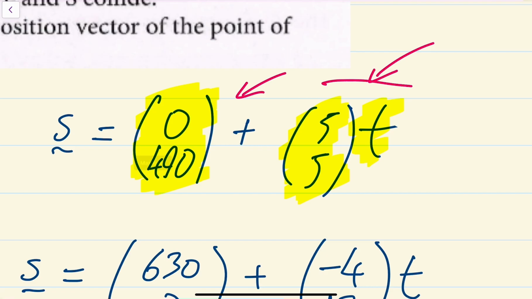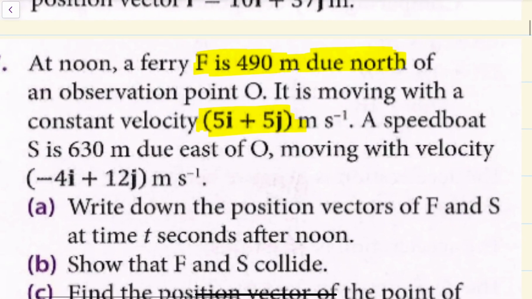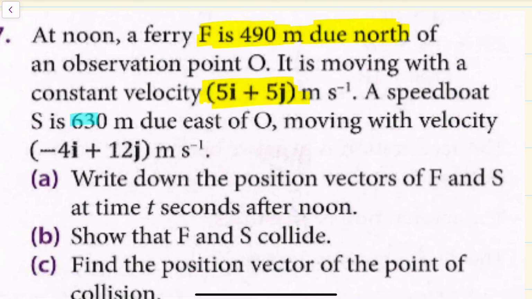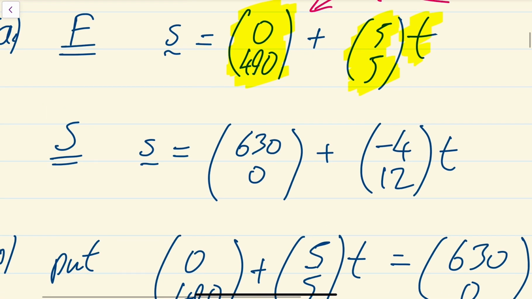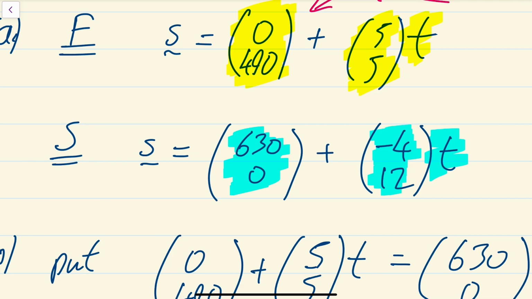I'm going to do the same again for S. So if we look at S, a speedboat S is 630 meters due east of O, moving with a constant velocity of minus 4i plus 12j meters per second. So if we look back here, the speedboat was 630 meters due east, so that's 630i, and no j then, and it was going at a velocity of minus 4i plus 12j, and that's times your time. So again, this is its initial position, and this bit is what it moves in a certain time.